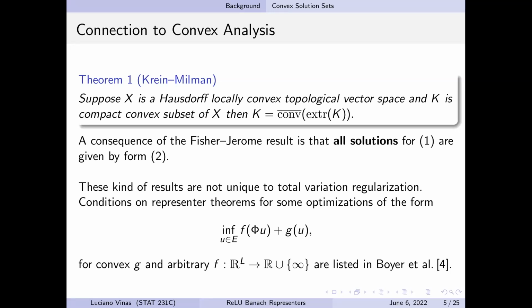The Fisher-Jerome result tells us that all solutions are really these sums of point masses with different real-valued weights. And that's a really amazing result. We've gone from just simple existence to a complete characterization of the solution set. And these kinds of results are not necessarily unique to total variation regularization. You can imagine different conditions for different optimizations of the form below, for maybe convex G and arbitrary F, and this is something that Boyer et al. do. Of course, if you want nice results, you have to assume something about F or about the solution set. But those are some of the results we get here.